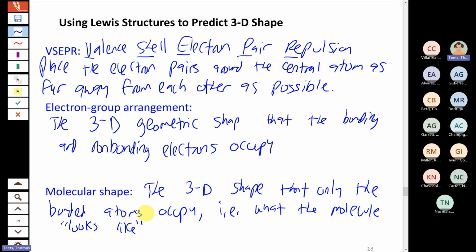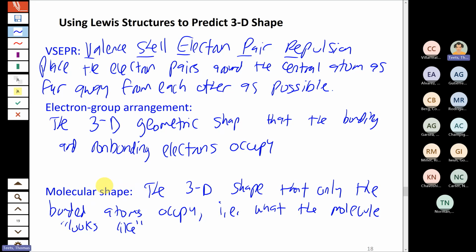So as we'll see when we move forward with this, if you have zero lone pairs on the central atom, if everything around the central atom is bonded to it, then the electron group arrangement and molecular shape are the same. But if there are one or more lone pairs, when we're describing the molecular shape, we ignore the lone pairs and just describe the shape that the rest of the atoms themselves are occupying.